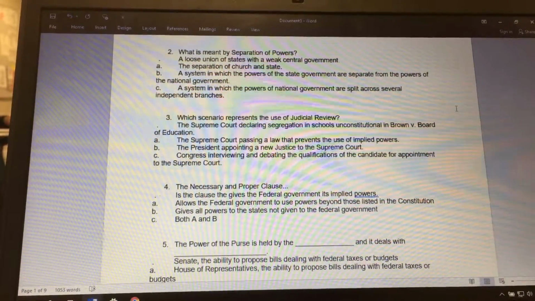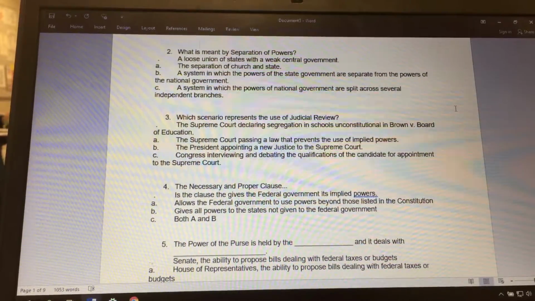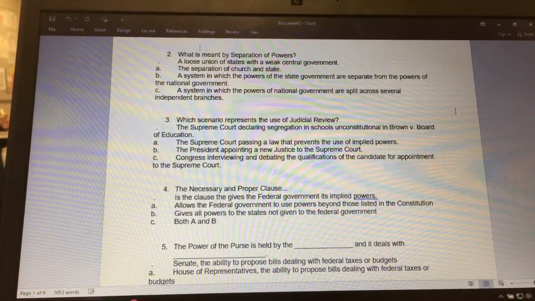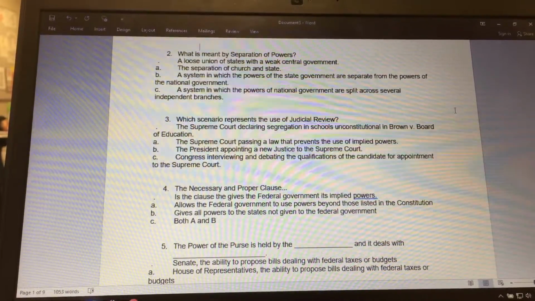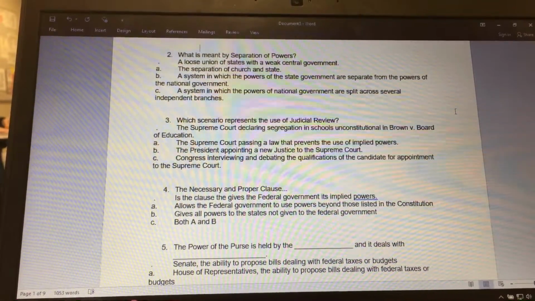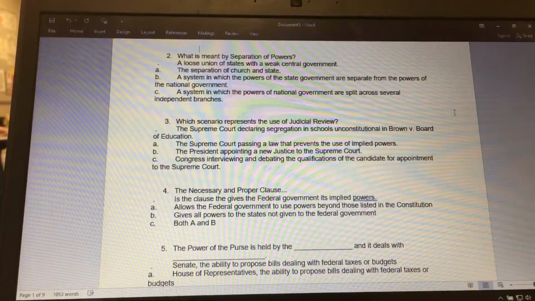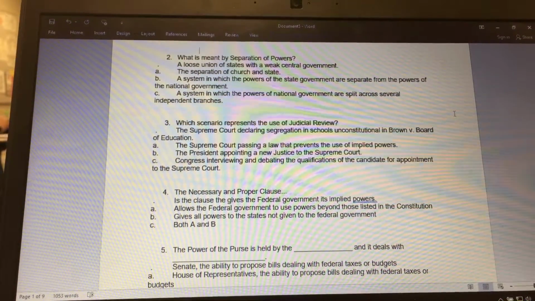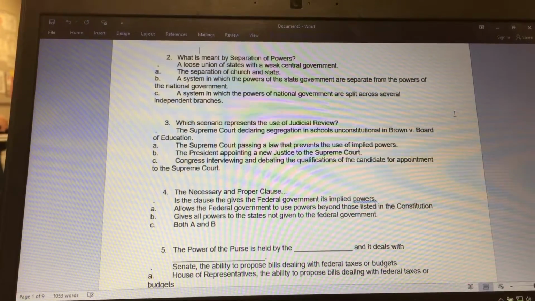What is meant by separation of powers? A loose union of states with a weak central government. The separation of church and state. A system in which the powers of the state government are separate from the powers of the national government. A system in which the powers of national government are split across several independent branches.